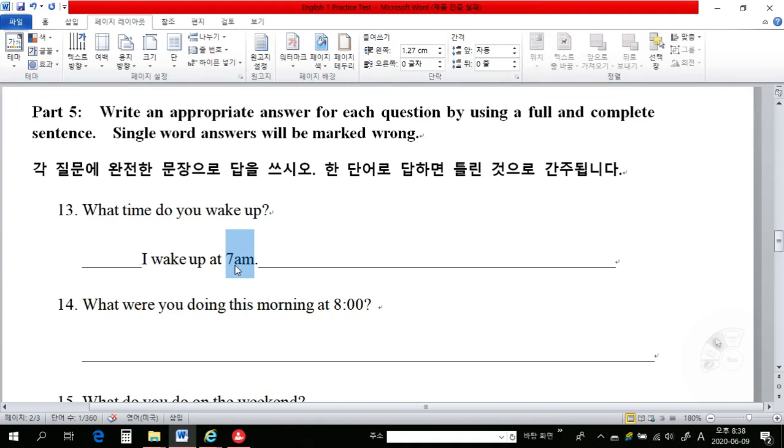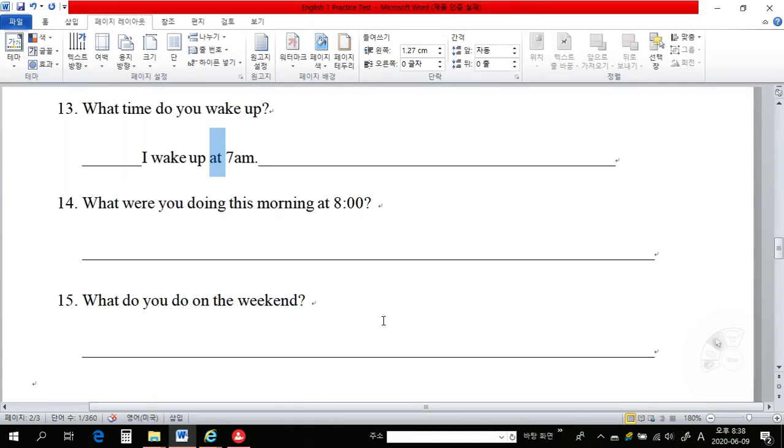I wake up at 7 a.m. Okay, so again, what time do you wake up? I wake up, okay, and then give me the time. Remember, if the question is with time, we're looking for a preposition. I wake up at 7 a.m.